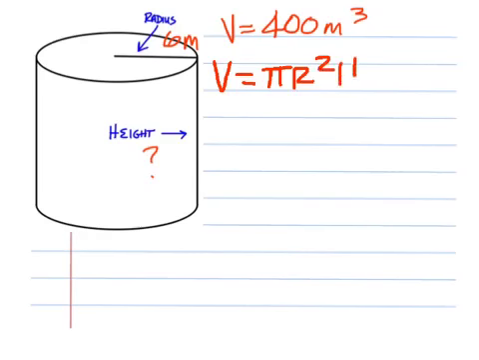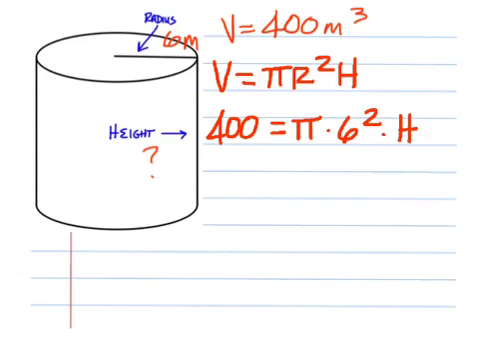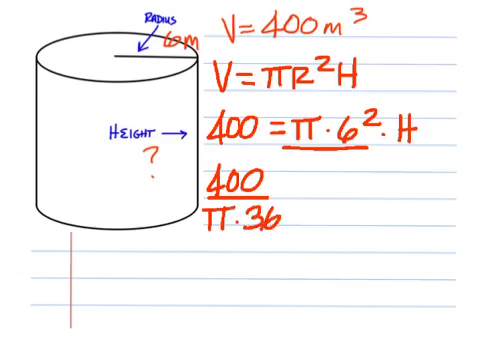Write out the formula: V equals pi r squared h. And plug in what you know. The volume is 400 equals pi times 6 squared, but we don't know h. In order to solve for h, you must divide 400 by these two items there. 400 divided by pi times 36, that is 6 squared. That will equal h.